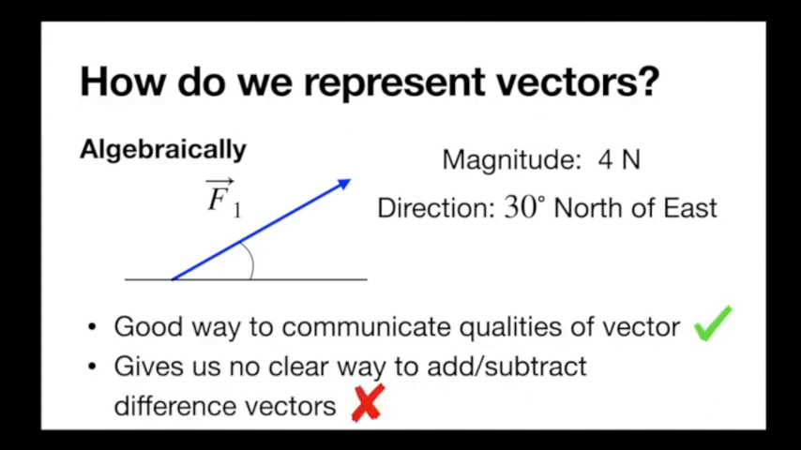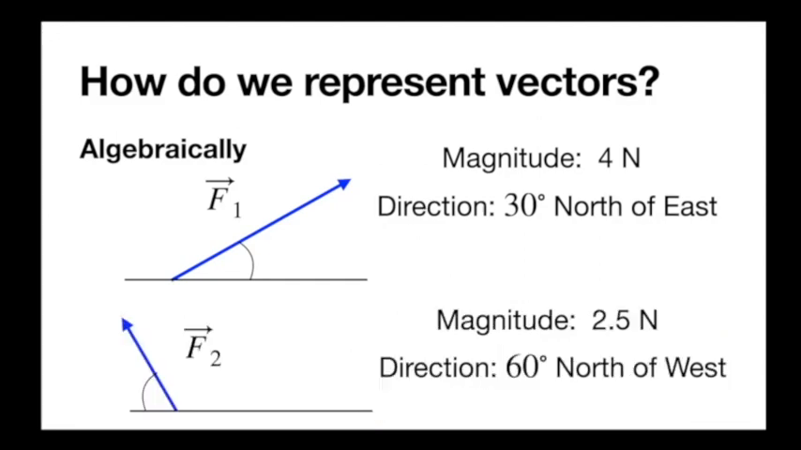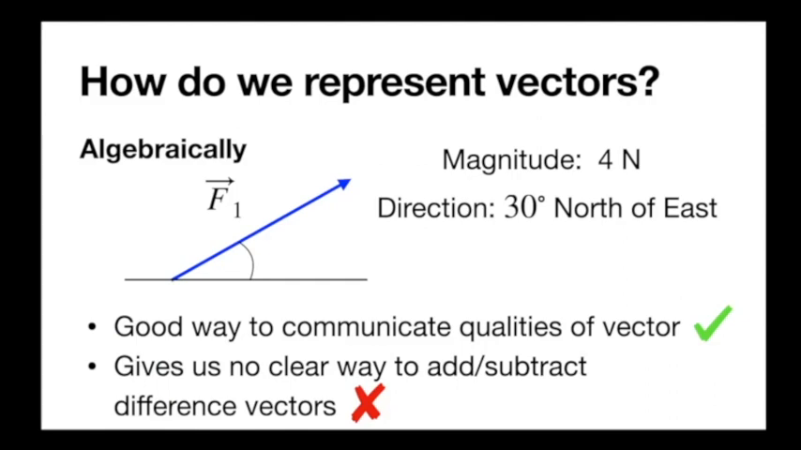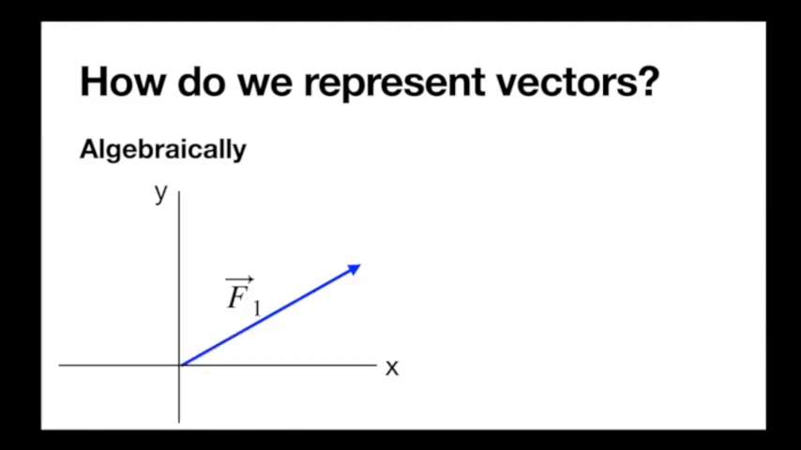But it doesn't give us a clear way to add them together, right? So again, good way to communicate, not a good way to add. If I told you to add these two vectors together algebraically, we know graphically we just add them tip to tail, but how do I add something that's pointing this way? Like, how do I add 30 degrees to 60 degrees? Do I just subtract them, or is there some formula? Like, no. We're going to need a different way of expressing them algebraically, and that way is by using components.